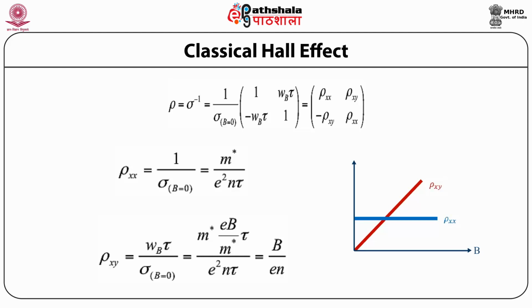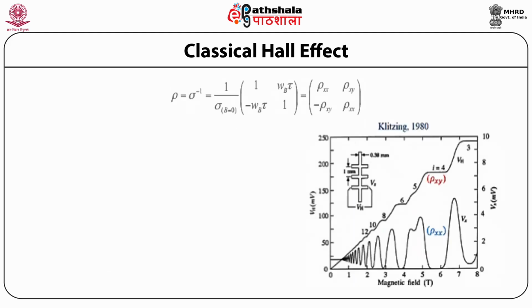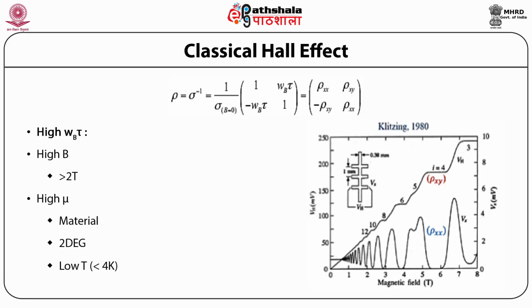Understanding the classical Hall effect is important, because when you go into the quantum Hall regime, this is something which comes in as a comparison. The resistivity formula is written here again to help you understand what happens when omega_B times tau is very high. That is, either you have a very high magnetic field, because omega_B depends upon the magnetic field, let's say more than 2 Tesla, or on the other hand a low temperature less than 4 K, and a two-dimensional electron gas.